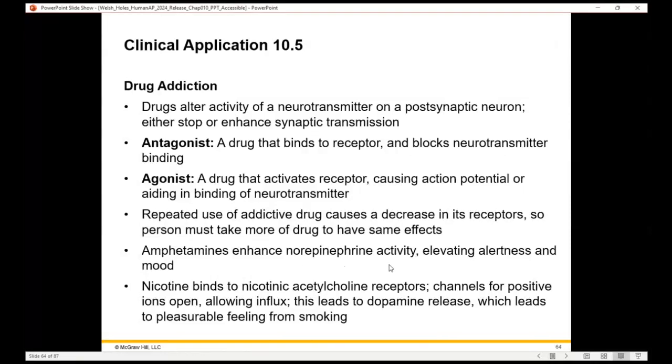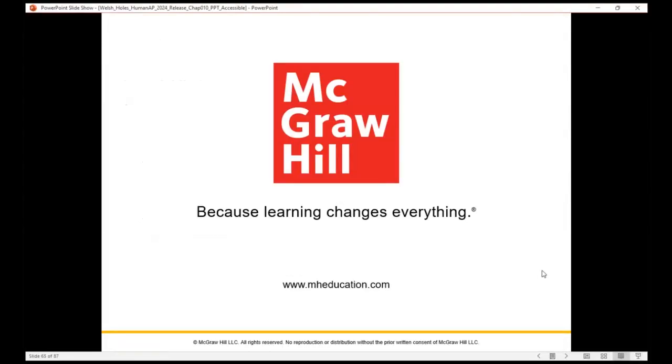Amphetamines enhance norepinephrine activity, which elevates alertness and mood. Nicotine binds to nicotinic acetylcholine receptors. Channels for positive ions open, which allows influx. And this leads to dopamine release, which leads to pleasurable feelings from smoking. And that is our intro nervous system presentation.